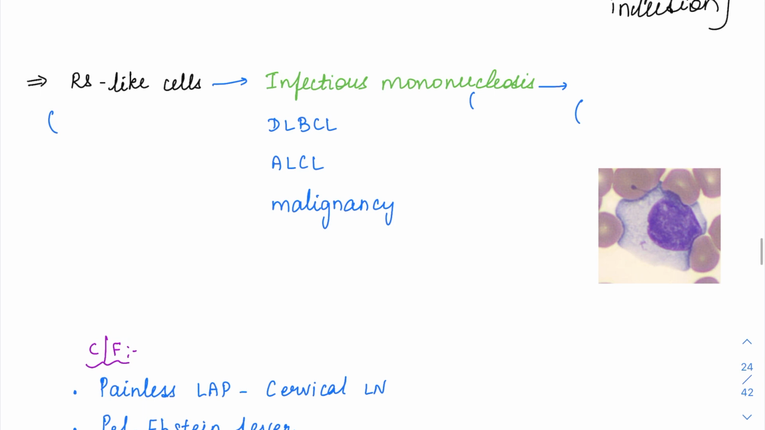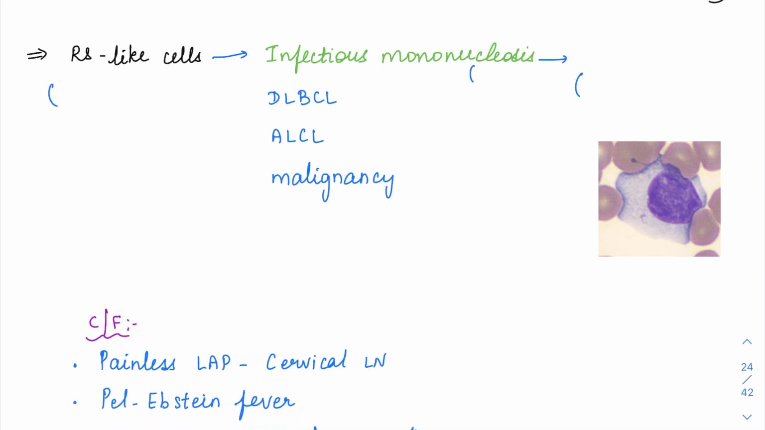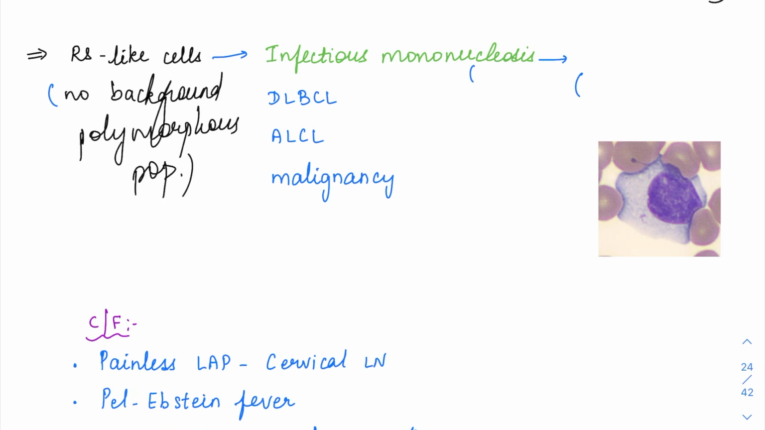This RS cell can also be present in some other conditions. They are called RS-like cells because RS cells are classified for Hodgkin's. So RS-like cells are going to be seen in some other conditions, but in these conditions, there is not going to be any background polymorphous inflammation. So no background polymorphous population is going to be there. What are those conditions? We can see it in Epstein-Barr virus related disease, which is infectious mononucleosis.